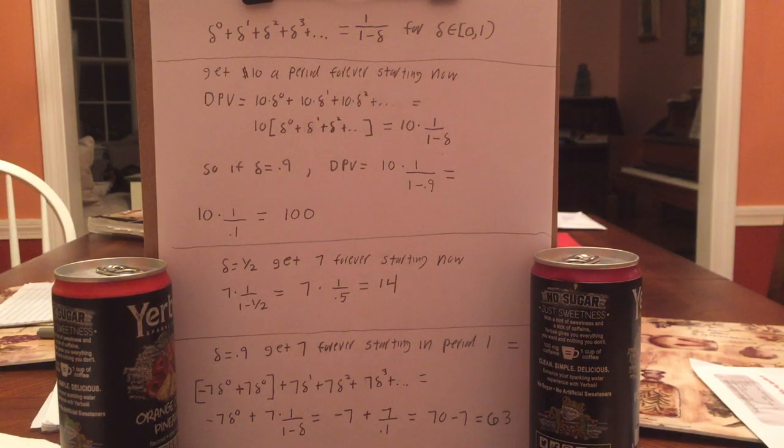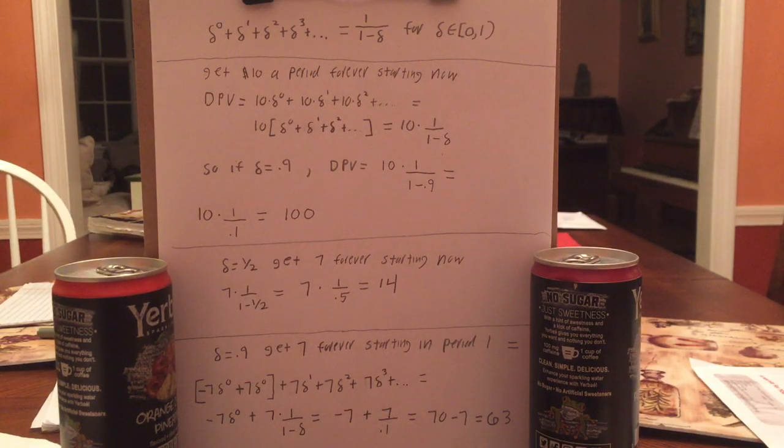So before we can get to applying this to infinitely repeated prisoner's dilemma games, the final thing we need to go into is a situation where you can't quite use the formula. Now imagine, going back to delta's 0.9, that you get 7 forever, but starting in period 1. Remember that now is always defined as period 0. The formulas are a little bit nicer that way. So what if someone gives you $7 forever, not starting in period 0, but in period 1?